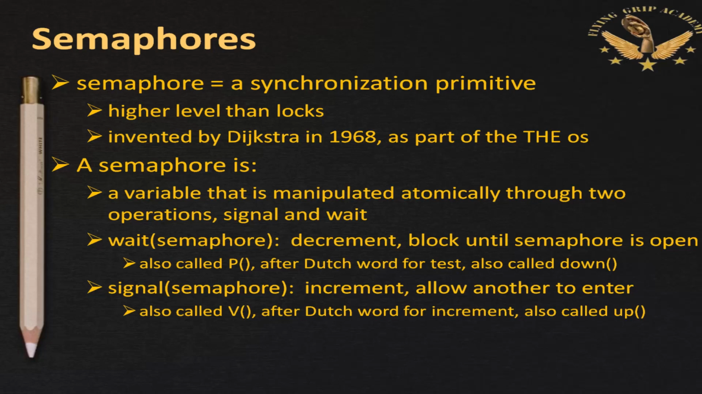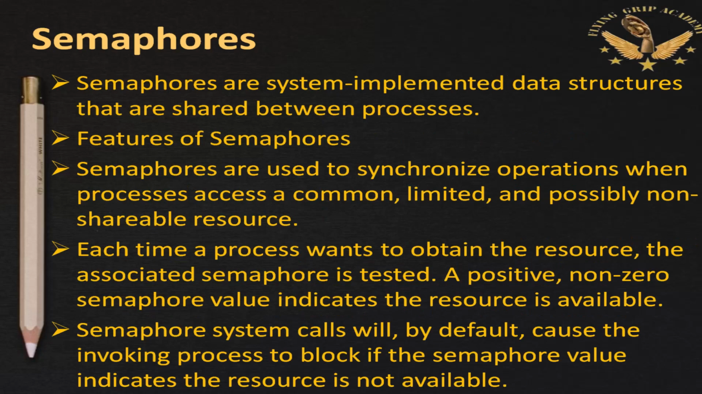Signal is called increment. It allows another process to enter. It is called V, and it is also called up. Semaphores are system-implemented data structures that are shared between processes.